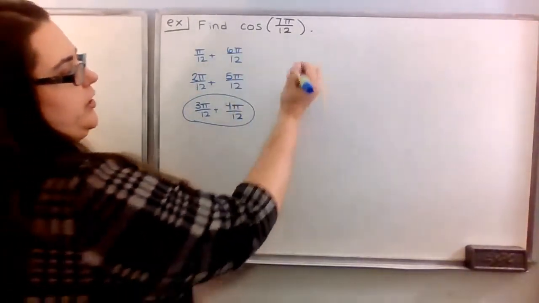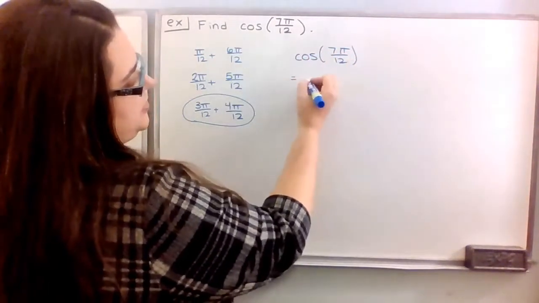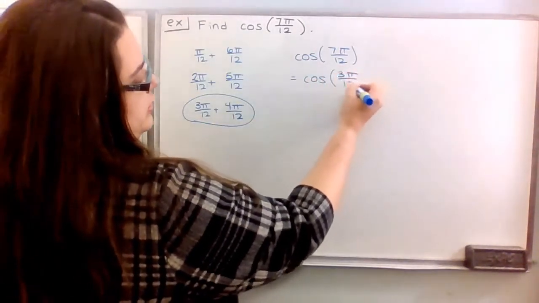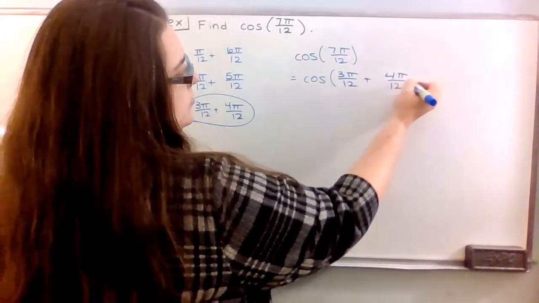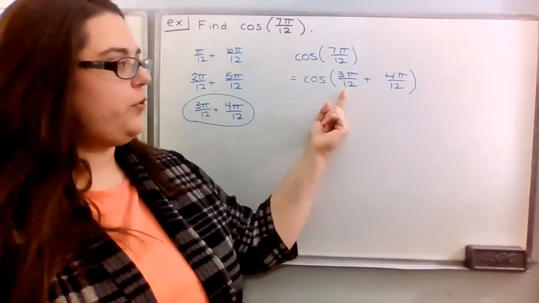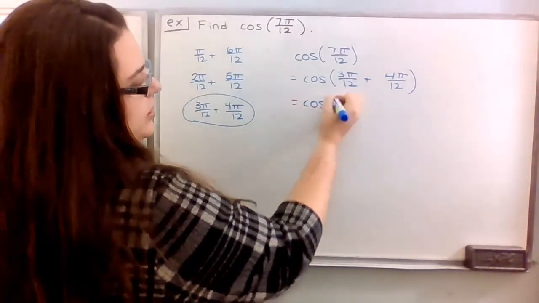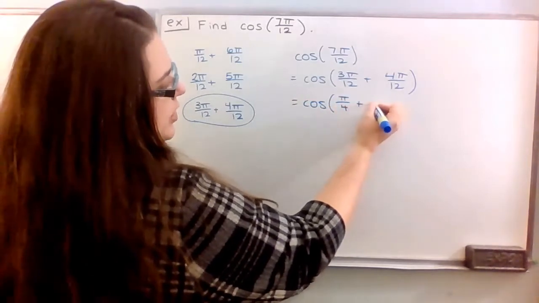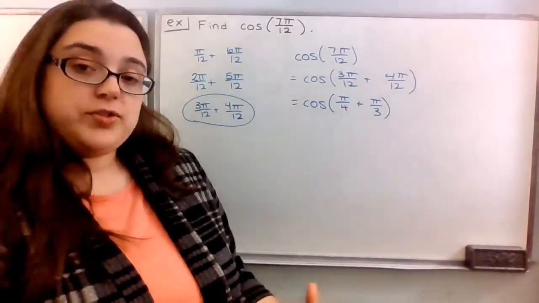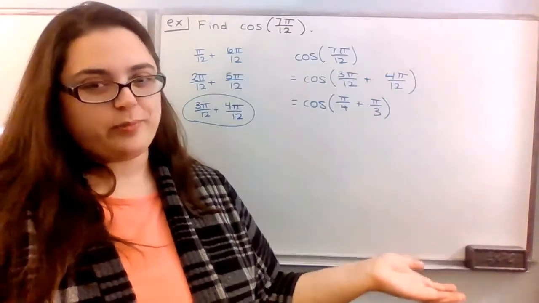So I'm going to rewrite cosine of 7 pi 12ths as cosine of 3 pi over 12 plus 4 pi over 12. And the 3 pi 12ths will reduce to pi fourths, and 4 pi 12ths will reduce to pi thirds. So we're going to write this as cosine of pi fourths plus pi thirds. Now we have cosine as a sum of angles that we know information about. So now we can apply our sum formula.